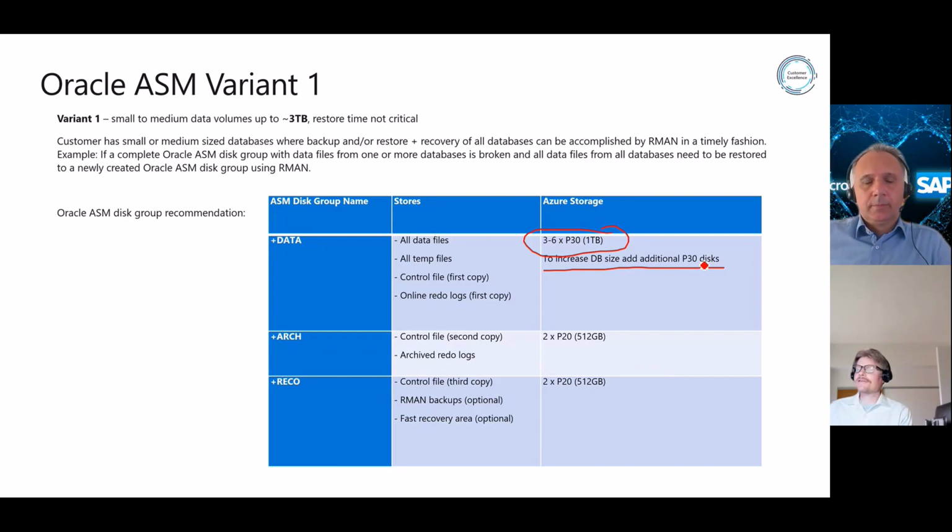Now, if you compare that to the LVM scenario, there's really no comparison. And on top of that, performance on ASM is going to be better. The archive log disk group, typically 2 P20s, and reco there.